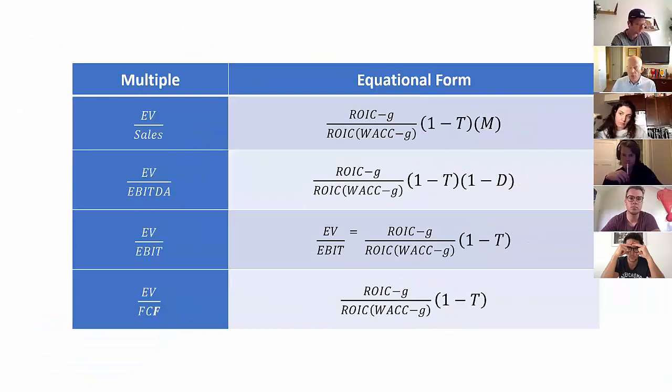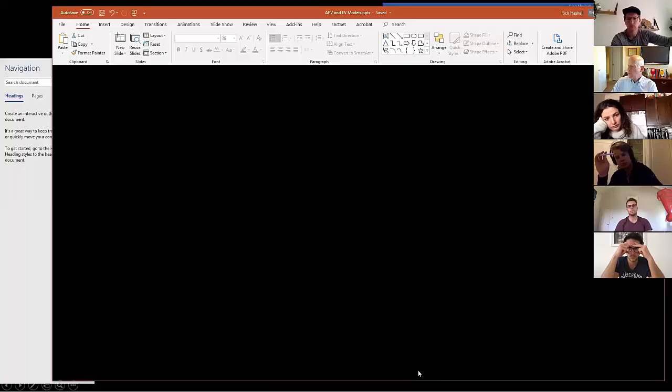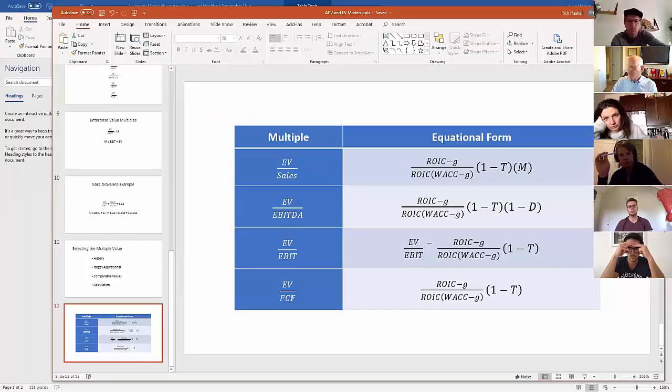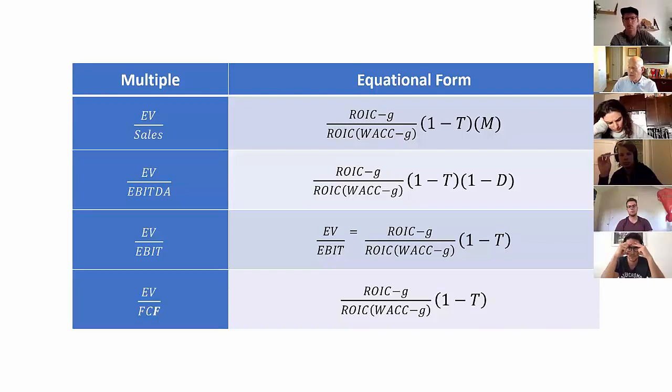The reason I like this equational form is that it lets us very effectively see the effect of ROIC, WACC, and G on this multiple itself. It also might let us estimate what the company's multiple could or should be. So that's a fourth way of doing this. We can look at history. We can look at other comparable firms. We can have an aspirational target, or we can actually calculate it algebraically.